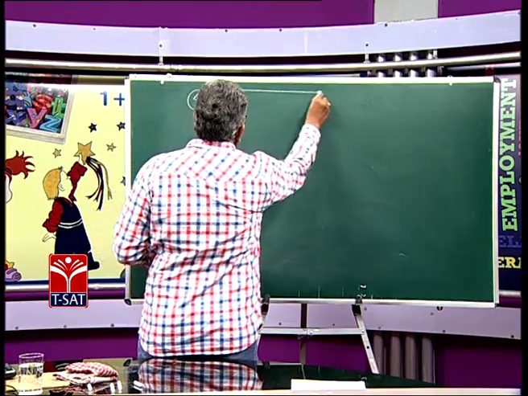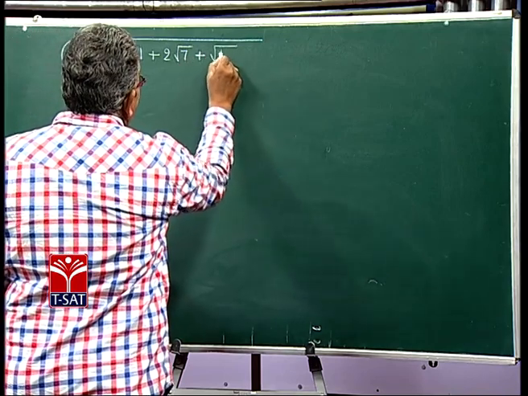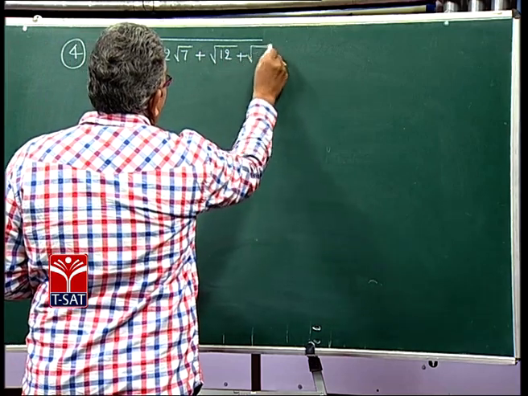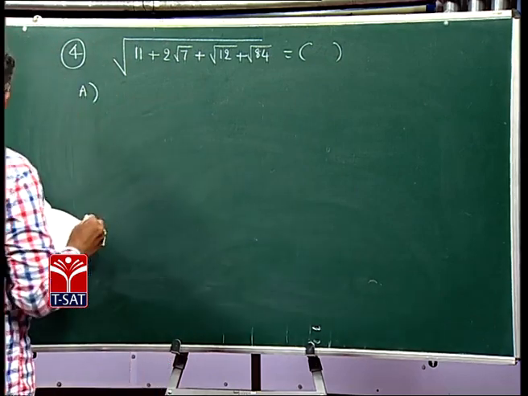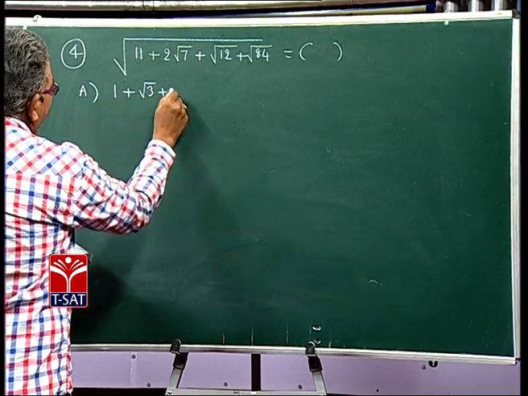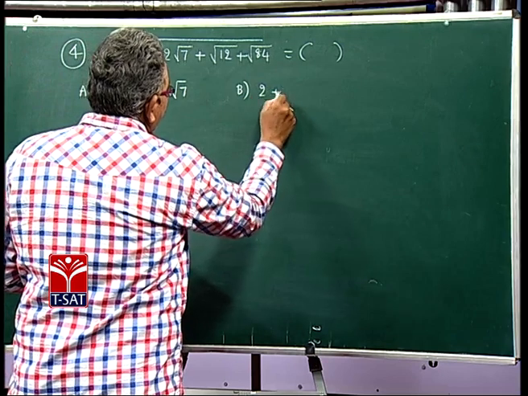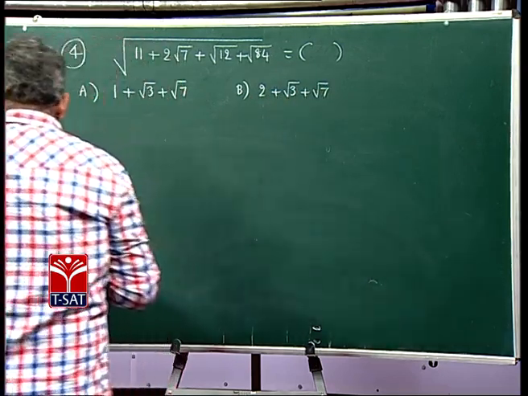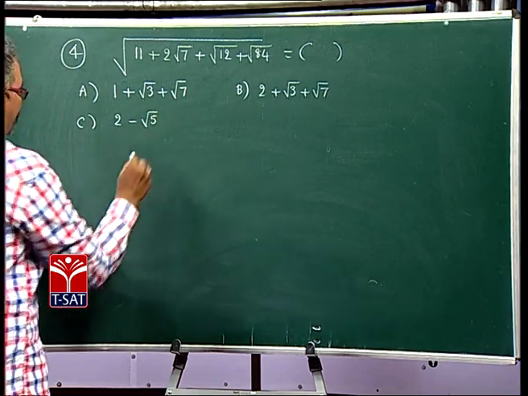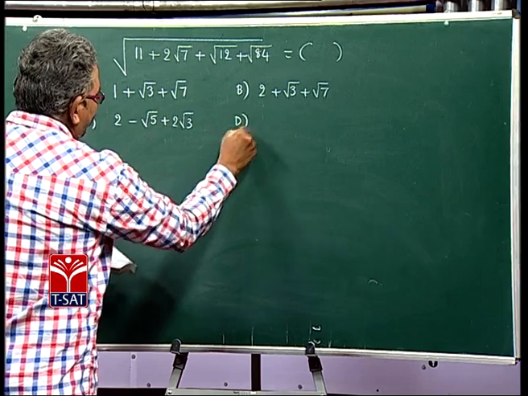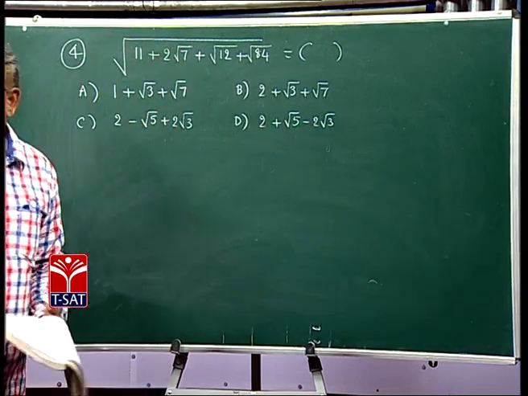Square root of 11 plus 2 root 7 plus root 12 plus root 84 equals to: a, 1 plus root 3 plus root 7; b, 2 plus root 3 plus root 7; c, 2 minus root 5 plus 2 root 3; d, 2 plus root 5 minus 2 root 3. This is the problem.